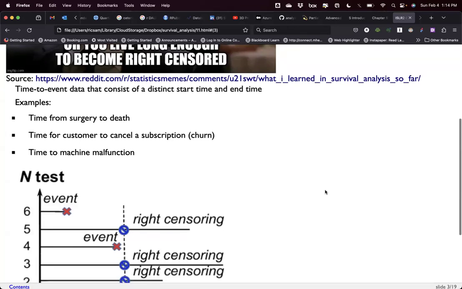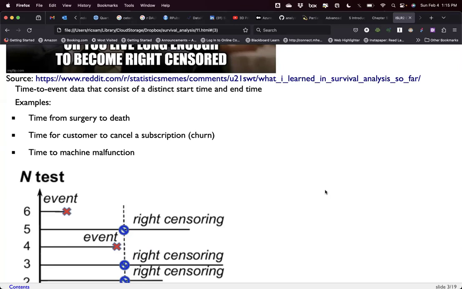But as I said, because this is more like a time-to-event analysis, we can also use this for fields that are not related to health. So for example, you can study the probability of a customer canceling a subscription for a certain application. And this is very important to forecast revenue for the company, and also to understand what is causing the customer to cancel a subscription.